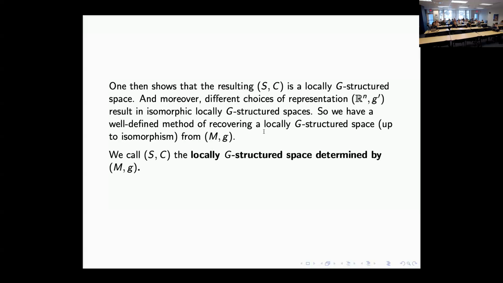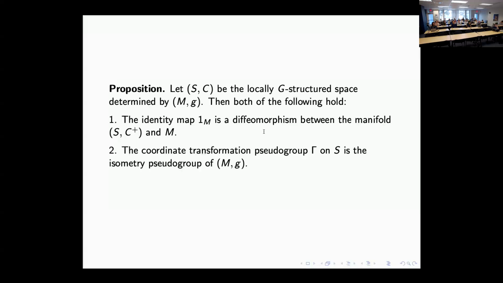Okay, so remember what we're doing here. We're building up our best bet locally G-structured space for recovering the structures of MG. We've now done that. Now I want to show you a sense in which one can recover from this SC that I've built all of the structures of MG. Okay. So in particular, one proves this proposition. The proposition is essentially just capturing the really close relationship that holds between MG and the locally G-structured space that it determines.